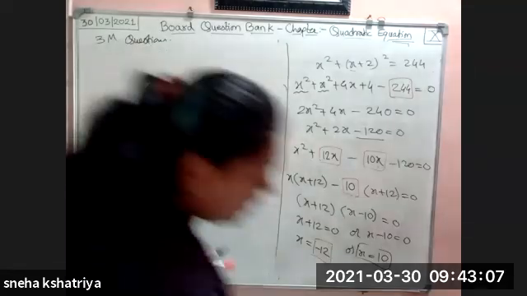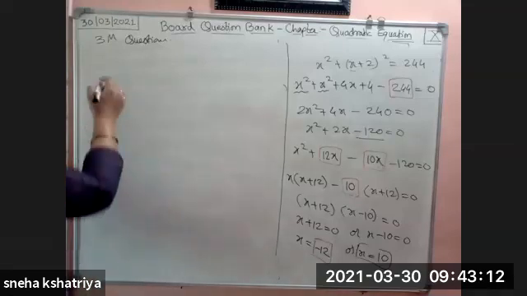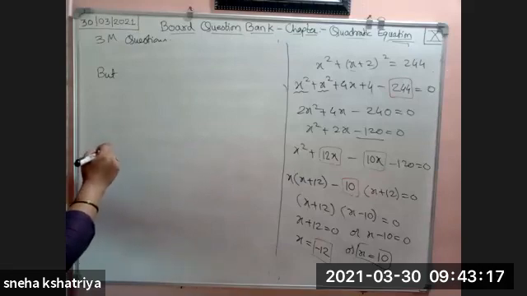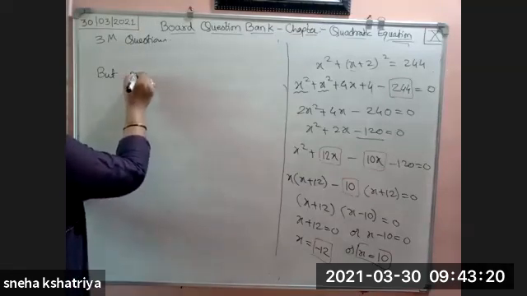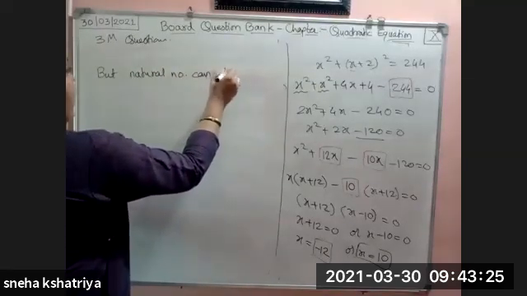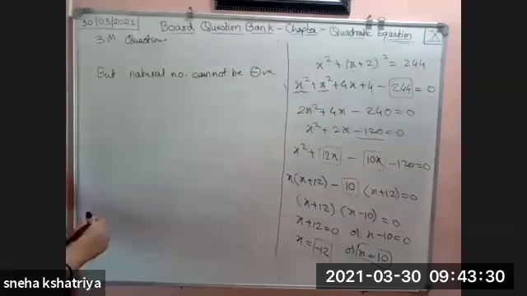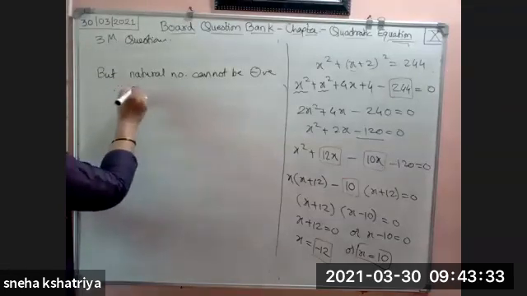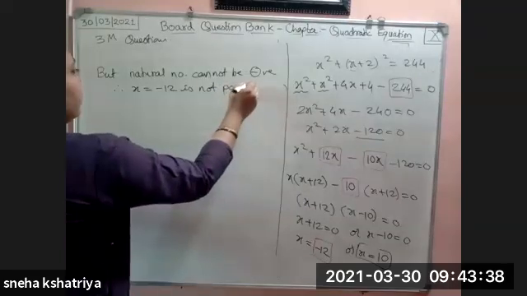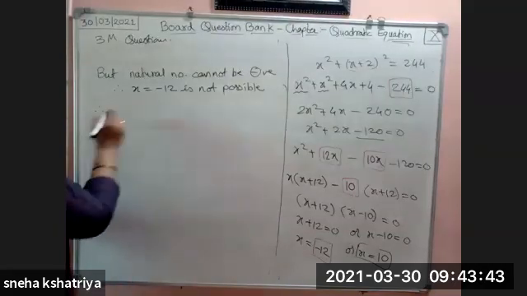दोनों में से हमें क्या मिला? X is equal to 10 is an even natural number. But the next is given, but natural number cannot be negative. Natural number cannot be negative. Okay. Therefore, x is equal to minus 12 is not possible. Therefore, x is equal to minus 12 is not possible. Okay. Therefore, what we will get?